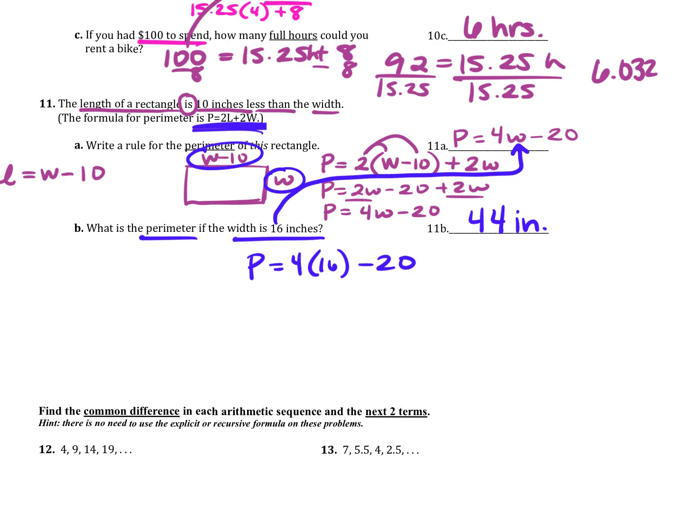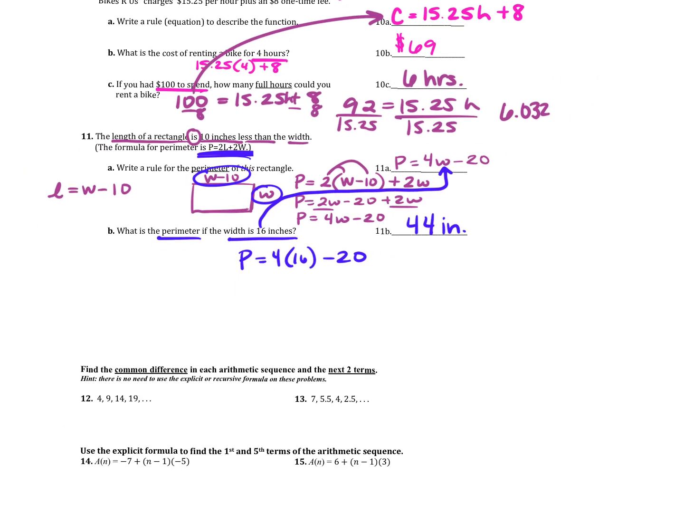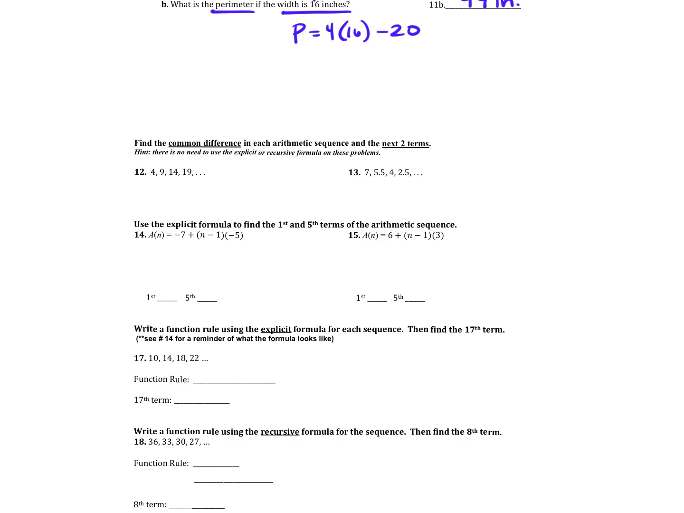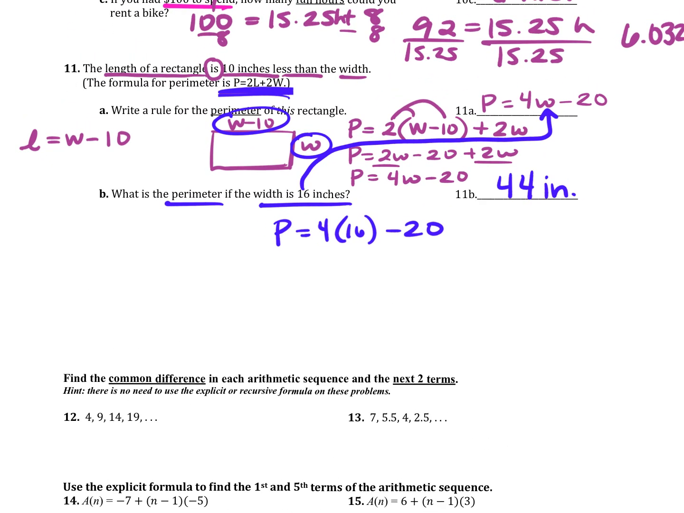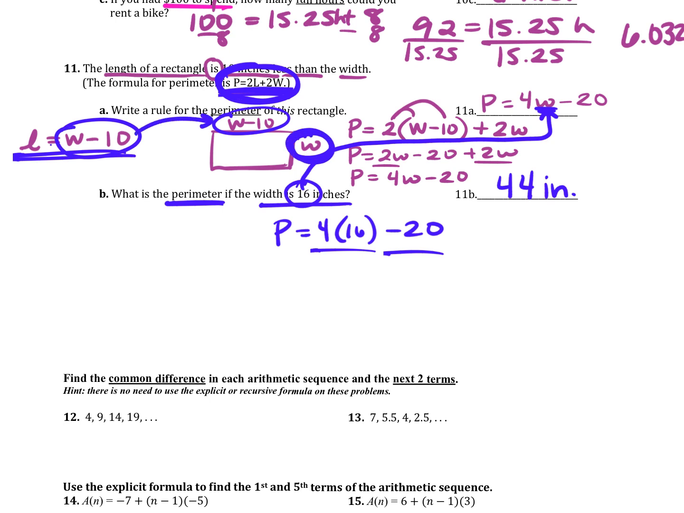How we doing? Pretty good? All right. But what's B? The perimeter? You plug the 16 in for W. 4 times 16 minus 20. So for number 11, all you're doing is plugging into this equation, right? They told us the length is the width minus 10, so we're taking that as our length. And then perimeter is 2 of the length plus 2 of the width. So you're just dropping those in for those variables.